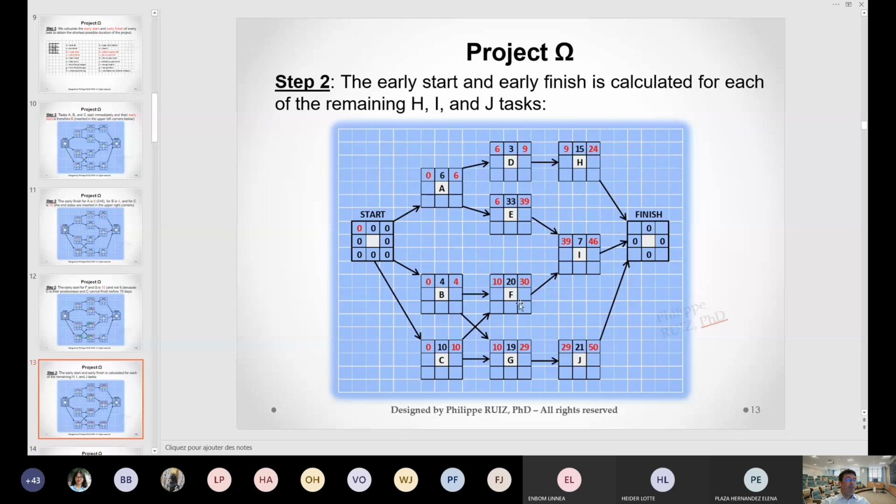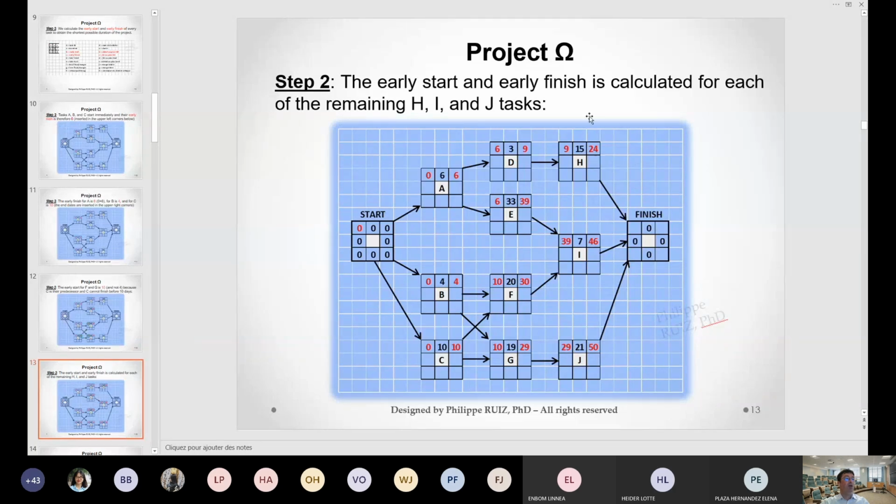E and F, both of them will point toward I. So as I told you before, you must finish all the tasks coming before I so that I can start. So E finishing later than F, E will give its total duration to the beginning of I. So the early start of I is 39, plus 7, means early finish is 46. Okay, J has only one antecedent, G, so it's pretty easy, 29 plus the duration, 50.